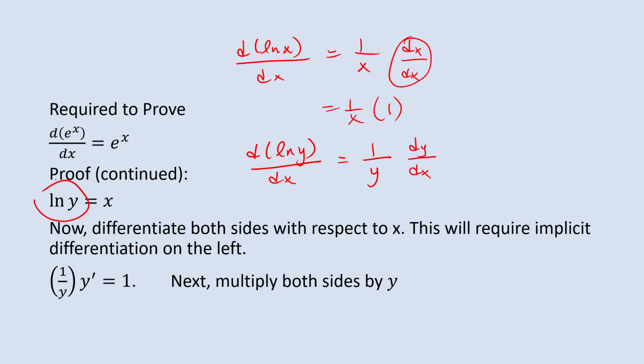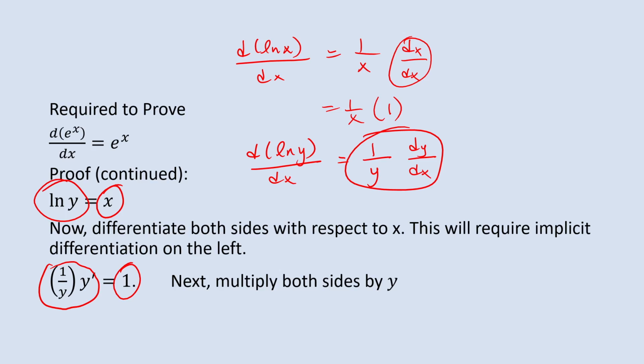So right here where I have ln y, if I determine the derivative of that with respect to x, I'm going to get 1 over y times dy dx, which is what we've shown here, 1 over y prime. Now, since I determine the derivative of the left side with respect to x, I have to determine the derivative of the right side with respect to x. Well, the derivative of x with respect to x is simply 1. So we get 1 over y times y prime equaling 1.